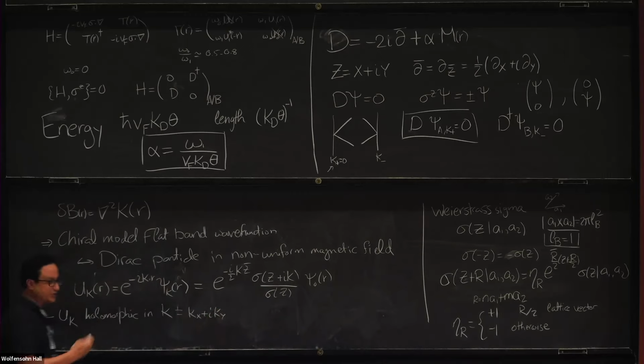And of course, I should mention that if you try to normalize these wave functions, then the norm itself will not be holomorphic in K, so you'd lose the holomorphicity. So this is a statement that it's possible to multiply U of K by a K-dependent factor to make it holomorphic.